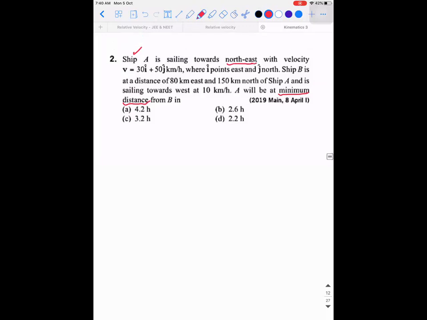So when you see this word north, it is exactly 45 degrees with respect to north as well as east. With a velocity of how much? 30 i cap plus 50 j cap kilometer per hour, where i cap and j cap are in the direction of east and north respectively. There is another ship B which is at a distance of 80 kilometer east and 150 kilometer north of ship A and is sailing towards west at a speed of 10 kilometer per hour. A will be at a minimum distance from B in how much time?